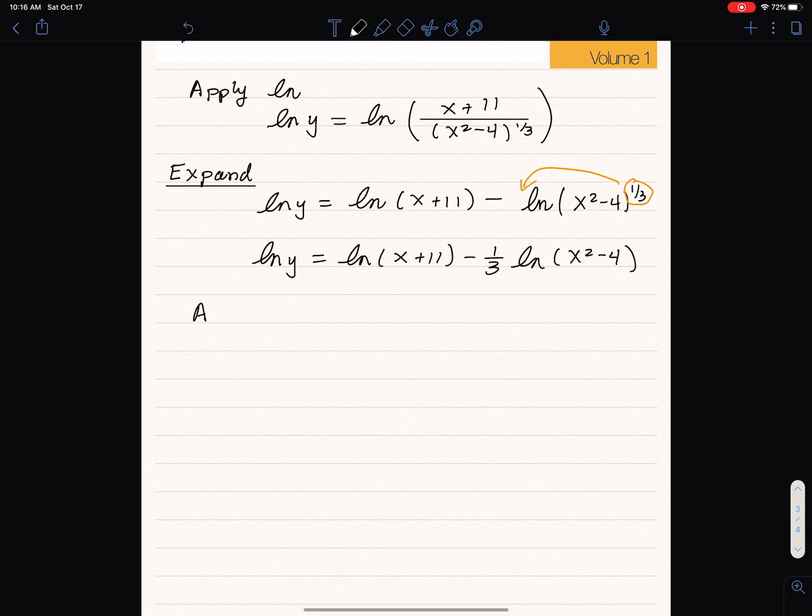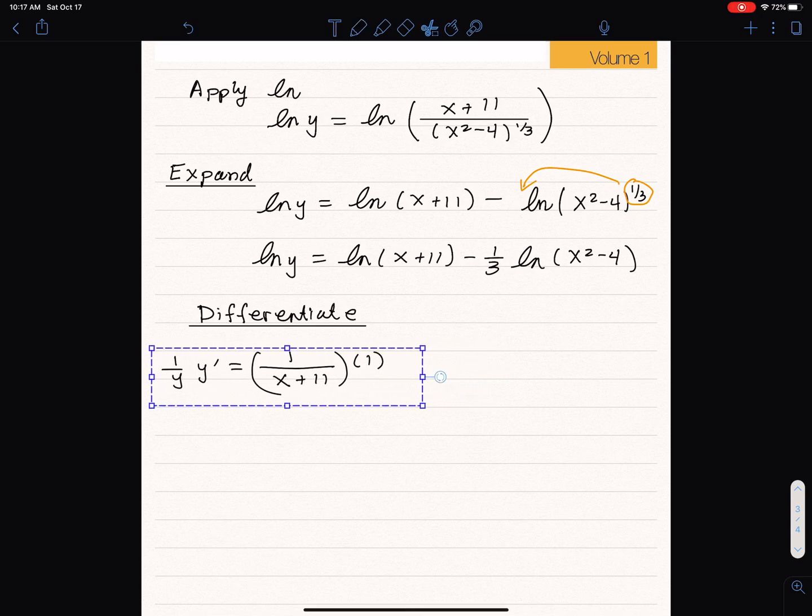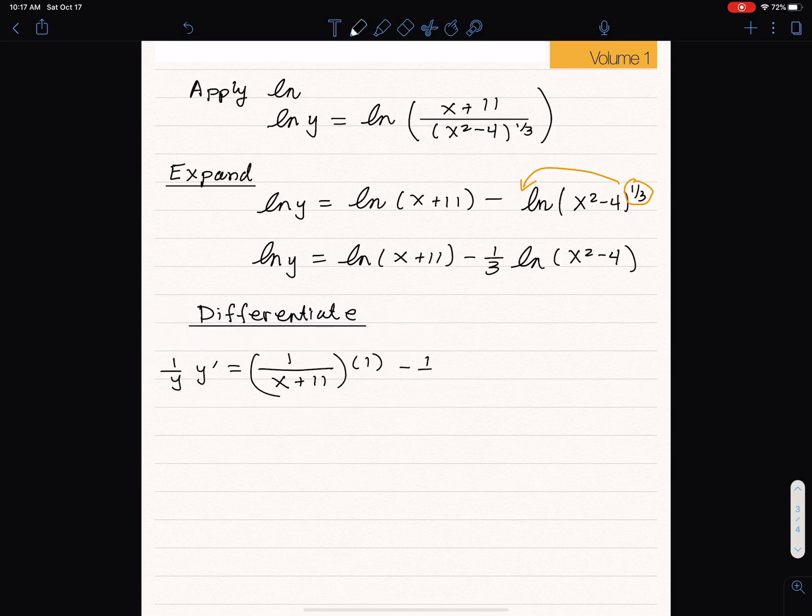Okay, the next thing is I will differentiate. Now, for this logarithmic differentiation, the left-hand side always has the same trick: it's the derivative with respect to x of ln y, so I get 1 over y times y prime. And then for ln of x plus 11, that's 1 over x plus 11 times the derivative of x plus 11, but that's just 1. Usually I wouldn't write that, but I want to point out that the derivative of the inside function is 1. Minus 1/3.